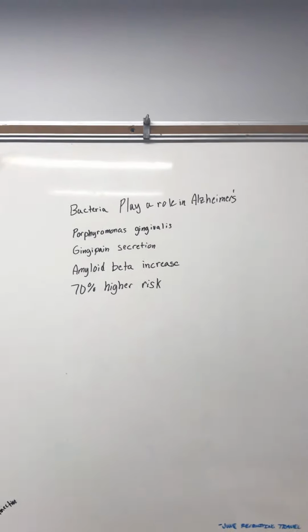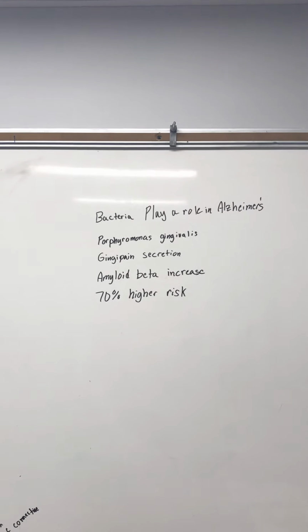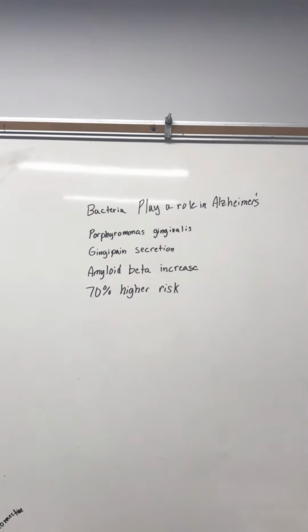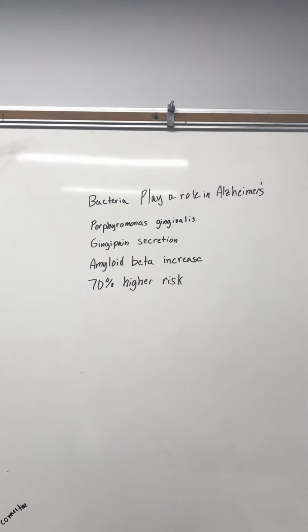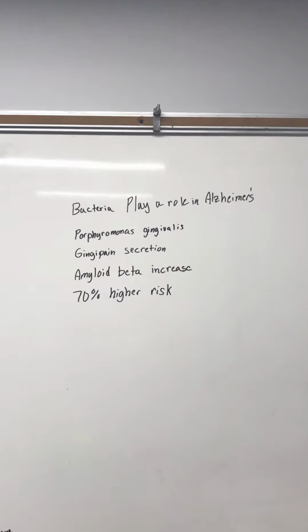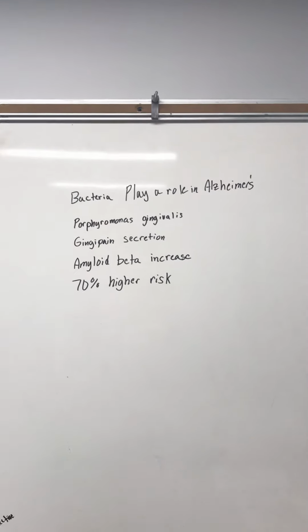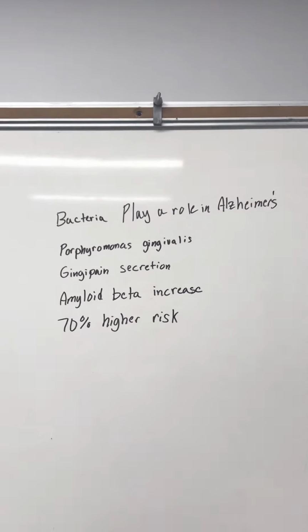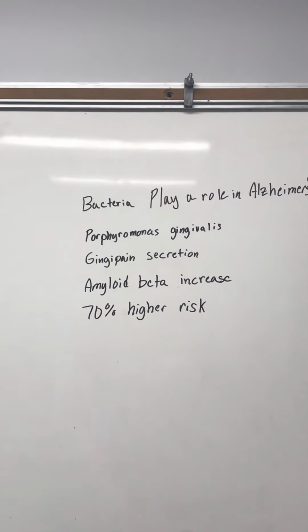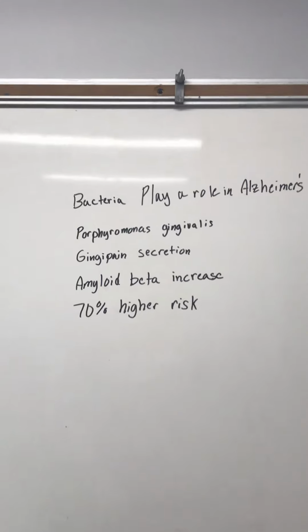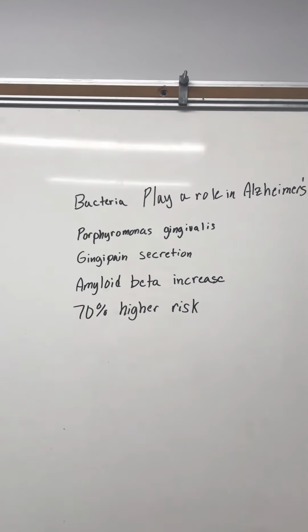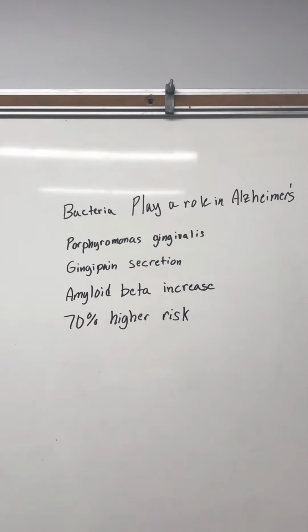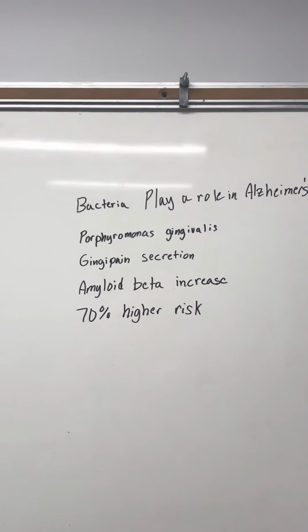Alright, so what I want to talk about today is how bacteria can play a role in the development of Alzheimer's. And the bacteria that I found that can cause the development of Alzheimer's is, I'm going to try and pronounce this, Porphyromonas gingivalis, which is basically the bacteria that causes you to develop gingivitis in the mouth.